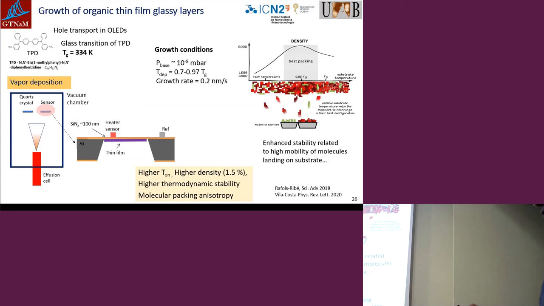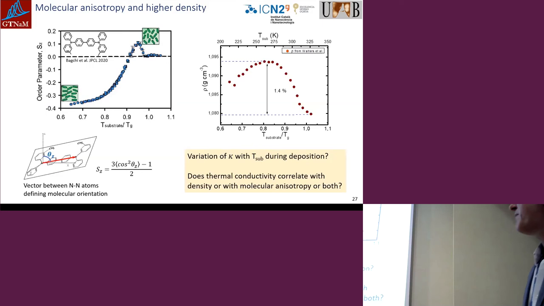So what we want to explore with our in-plane technique is to see if the density or the molecular anisotropy play a role in the thermal conductivity. And first, let me show you how these molecules orient as a function of the deposition temperature. This is the deposition temperature as a ratio with respect to the glass transition temperature.